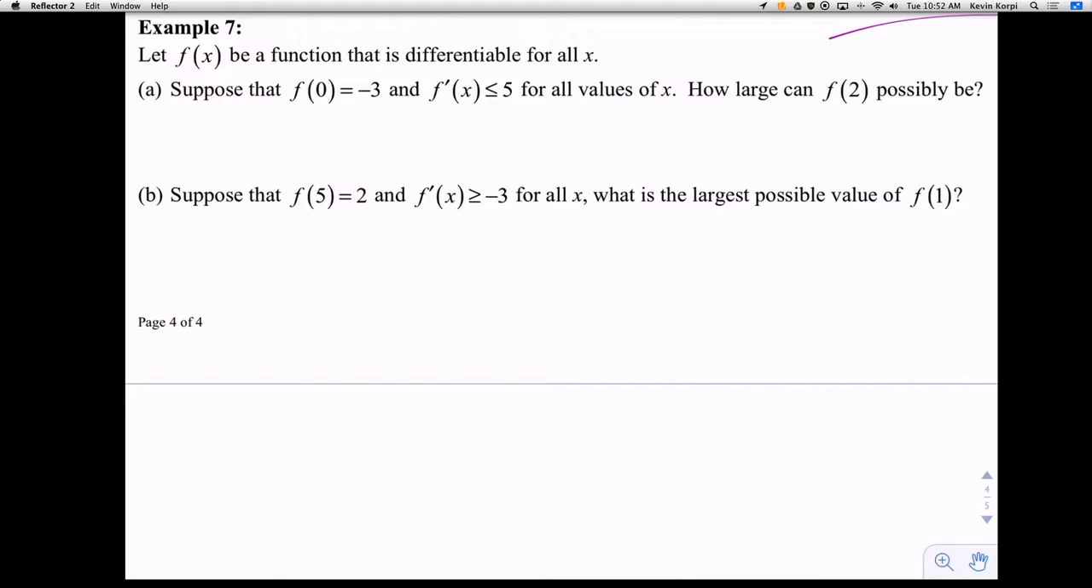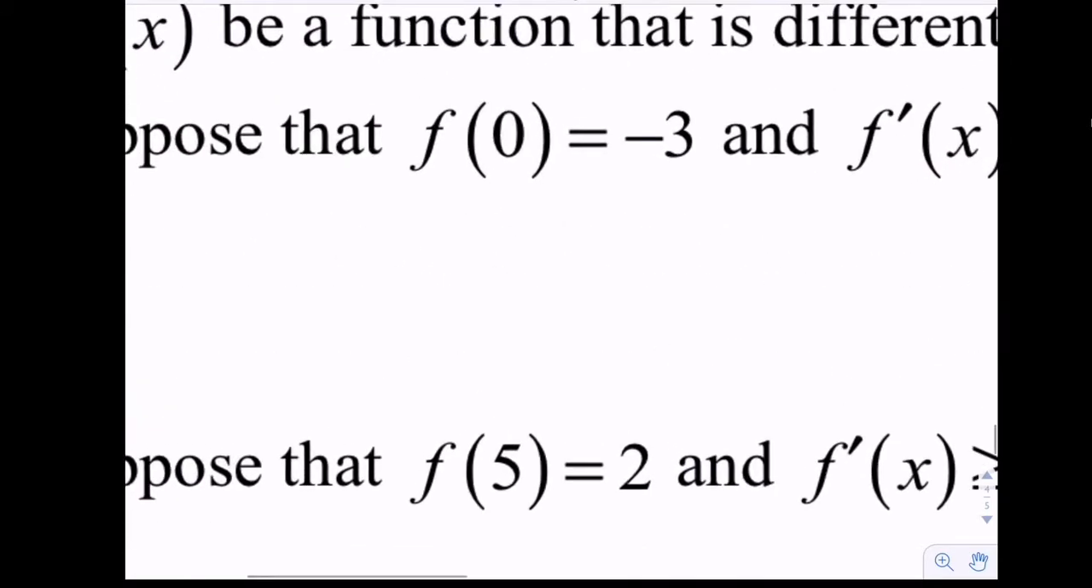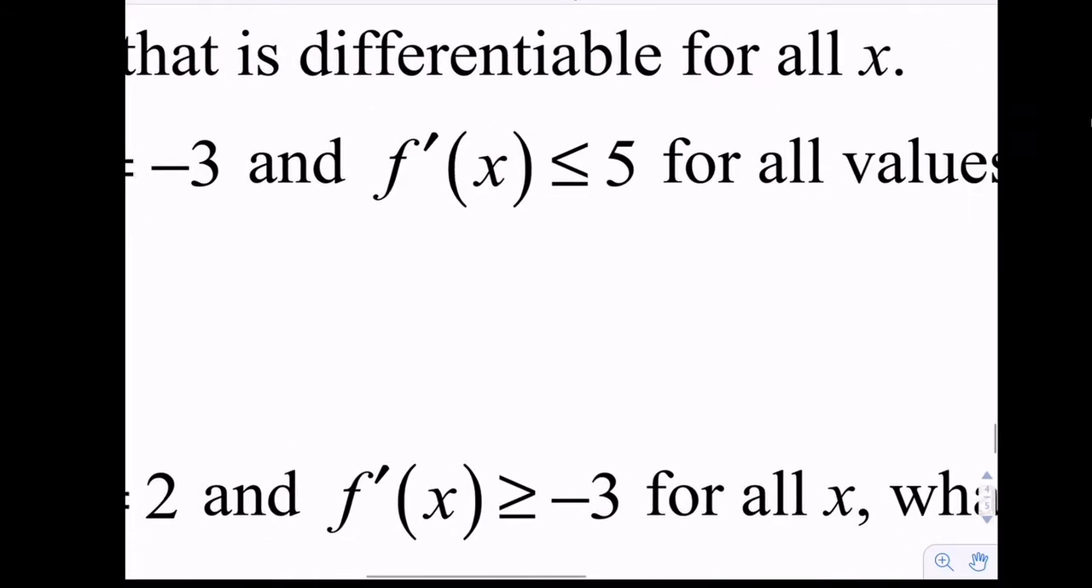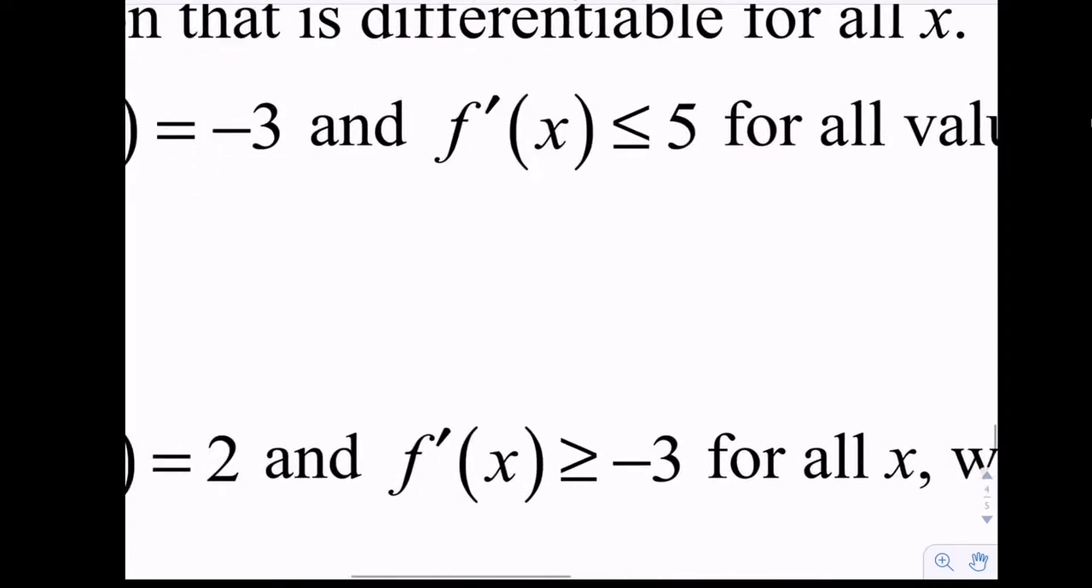All right, example 7. Let f of x be a function that is differentiable where? Everywhere, for all x, which means it's also what everywhere? Continuous. Okay, cool. So it's smoothly connected everywhere. Suppose that f of 0 equals -3, and that f prime is less than or equal to 5 for all values of x. How large can f of 2 possibly be?